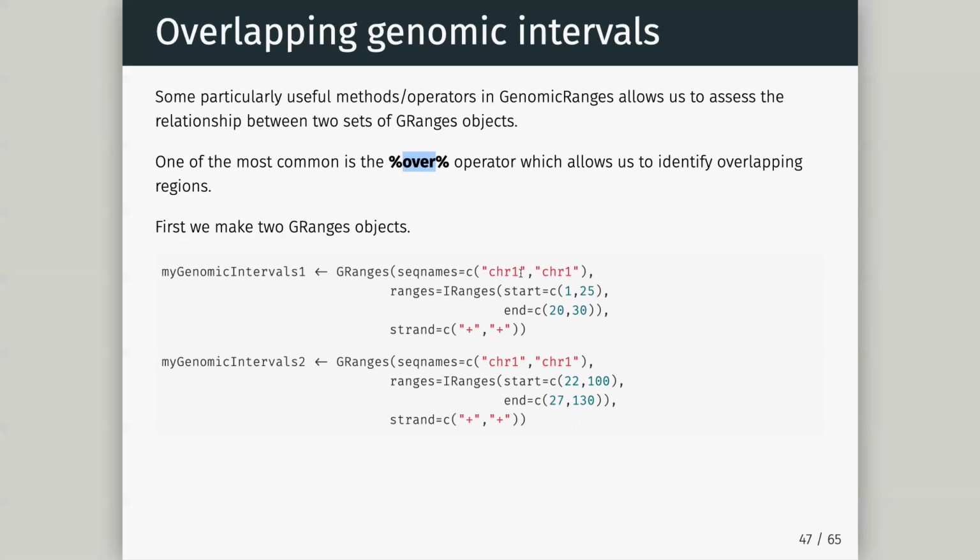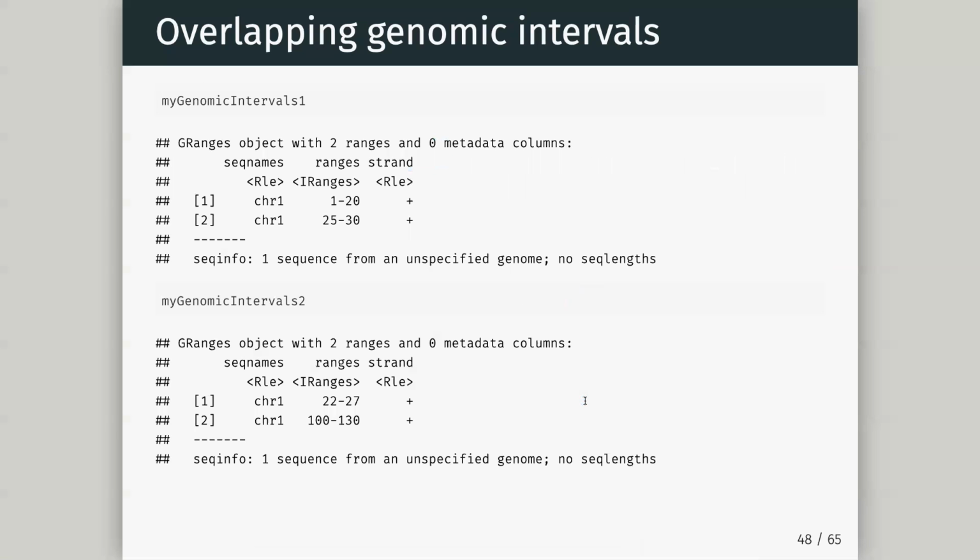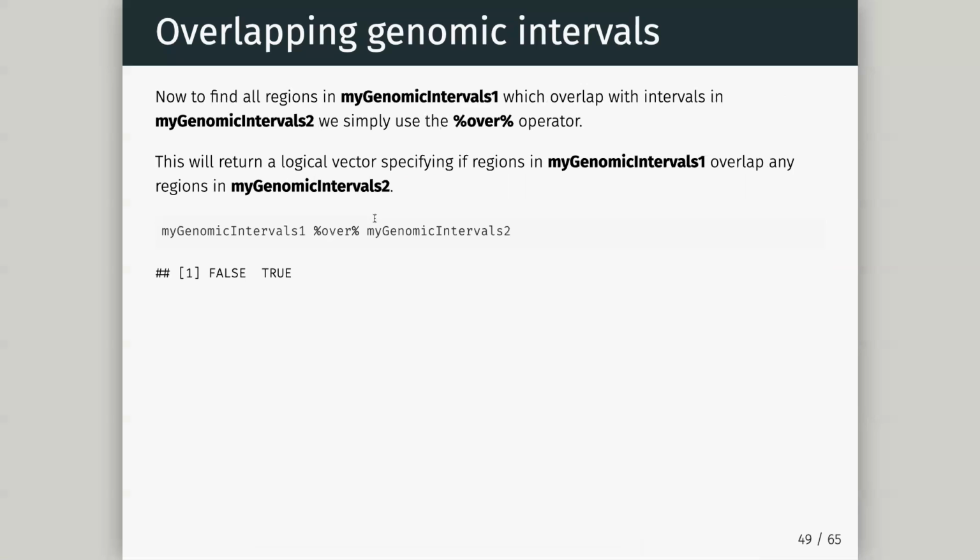So first let's create two GRanges. So we have chromosome 1, 1, 125, 20, 30, 22 to 100, 27, 20, 30. So that's what they look like. And they look like they're going to overlap. This region is going to overlap with this region. So to find all the regions in genomic intervals 1 which overlap with intervals in my genomic intervals 2, we can use this over function.